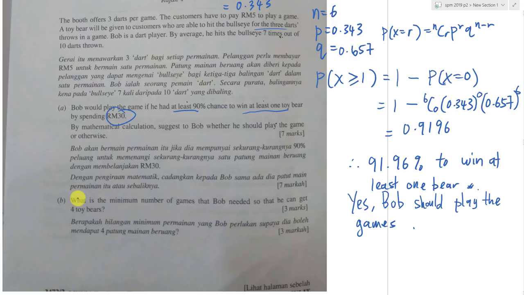And then for part B here, this is a bit of a tricky part because he gives you 3 marks. They say, what's the minimum number of games that Pop needs so that he can get 4 toy bears? Right, so my logic here is I want to know, on average, how many games Pop actually needs to play in order to win 4 bears here.